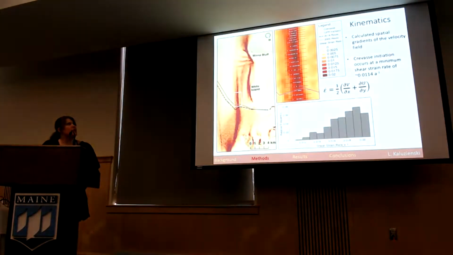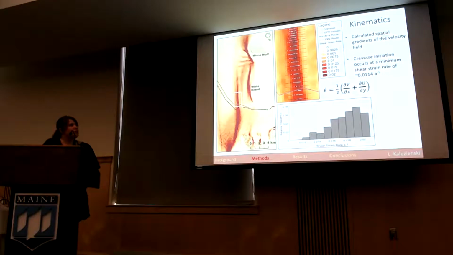The next thing we did was look at the kinematics in the region. To do so, we derived different outputs from remotely sensed velocity fields. A couple of the outputs we looked at are dilatation, or the local expansion, vorticity, as well as shear strain rate. That's mainly what I'm going to focus on today because it proves to be the best in terms of predicting where crevasses would be located, at least in this particular region.